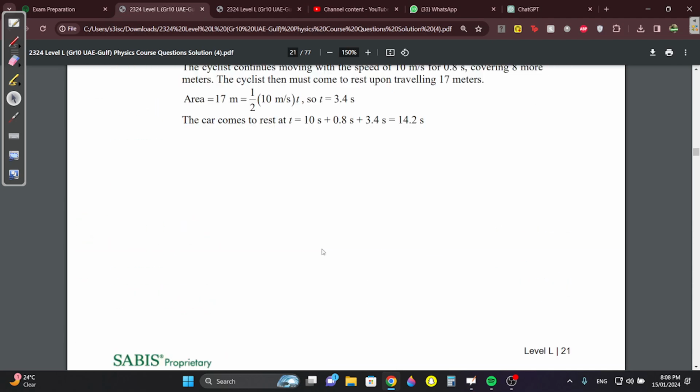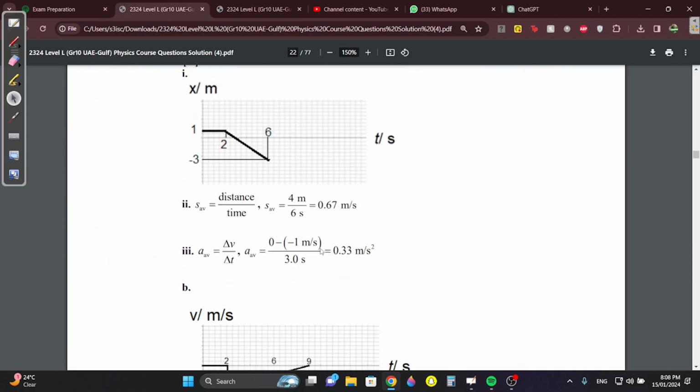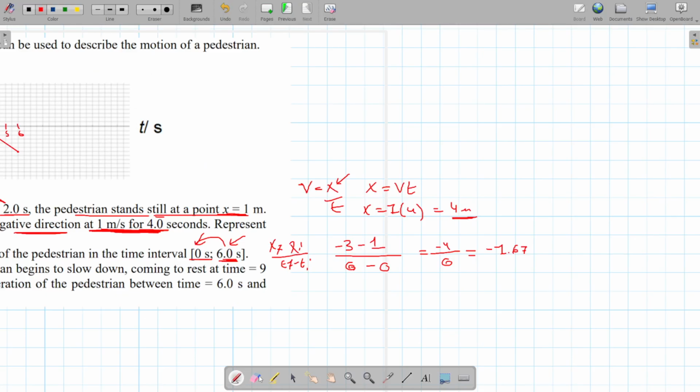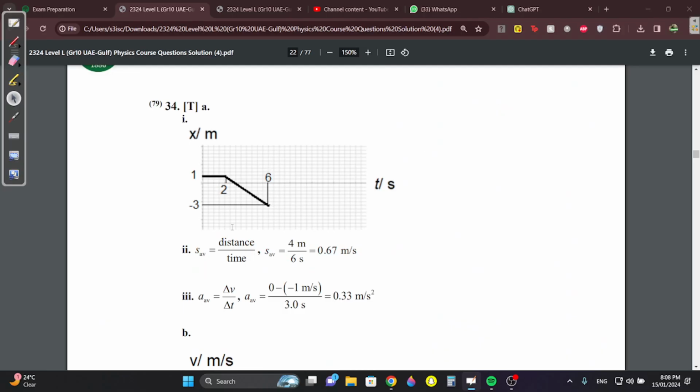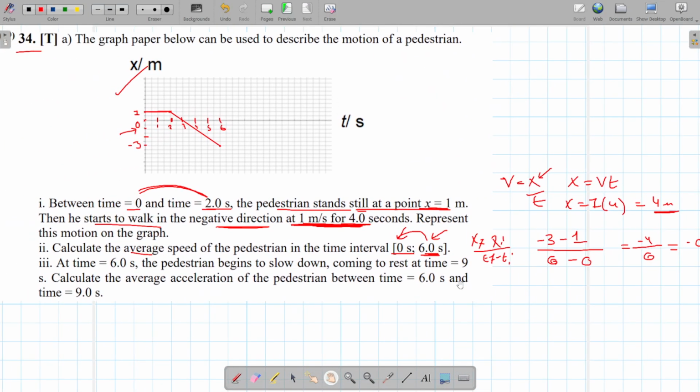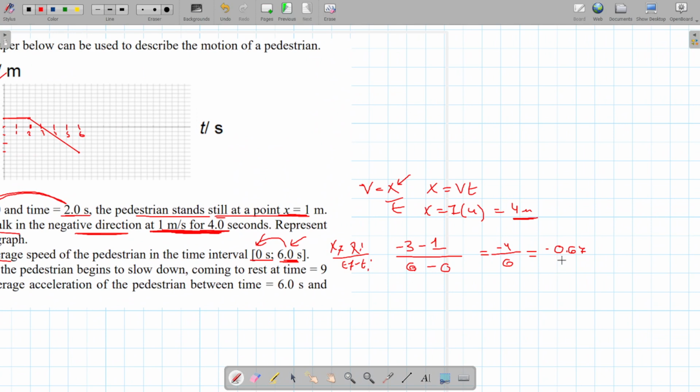Where is it? Whoa, whoa, whoa. How did I get 1.67? Negative, my fault. Negative 0.67. But why is the answer positive? They want speed, average speed. Since they want speed, you take the absolute value, which is 0.67, and don't forget to put meters per second.